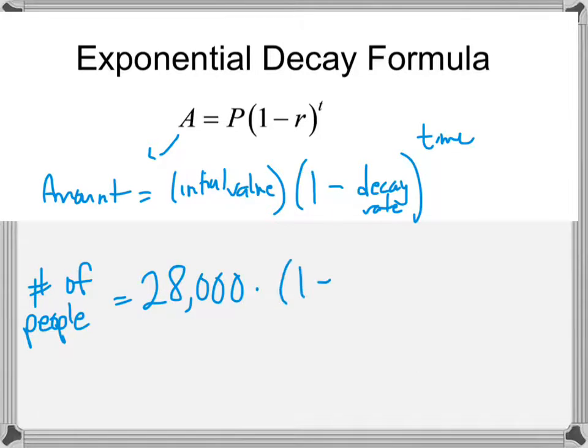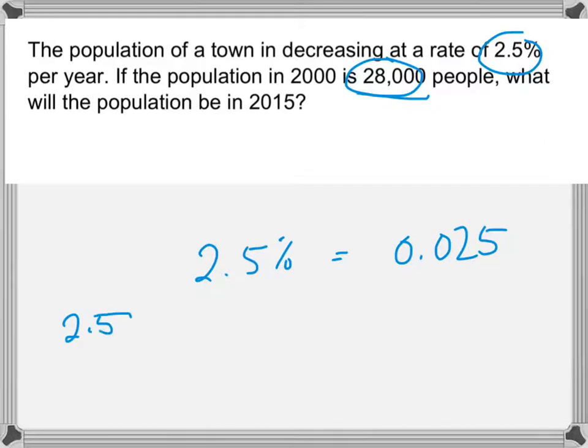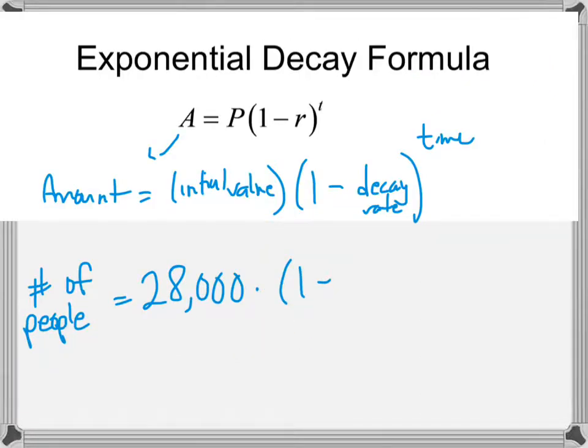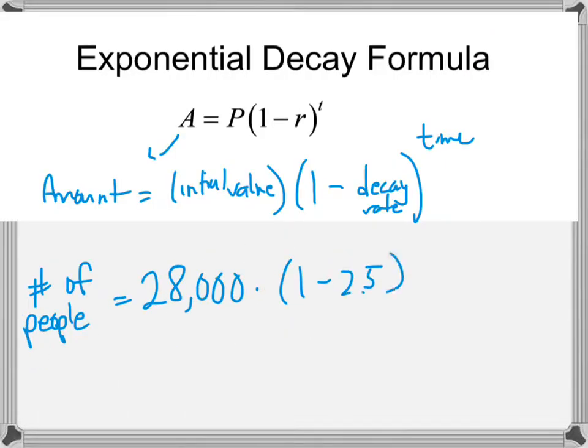times 1 minus, now our rate is in percentages. So you want to change that back into a number. That's equal to 0.025. Remember, to change a percent back into a number, you actually have to divide it by 100, which moves the decimal places over twice. So make sure you don't put it in as the interest rate, because then if you put in 1 minus 2.5, this whole thing would be negative, and you do not want that. That's going to get you a weird value for the number of people. So it would be 1 minus 0.025.